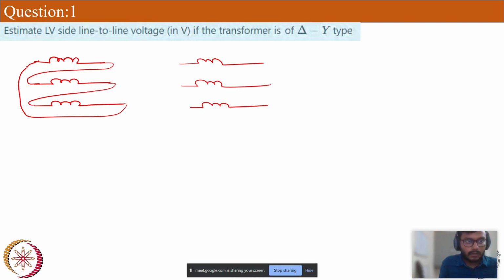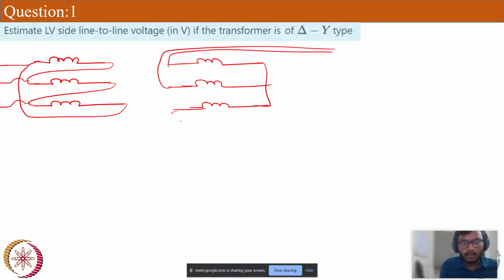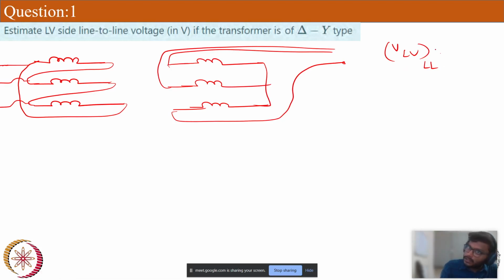So here you can see it. Same point anyway, supply, and my secondary is star. And this will go to the load side. Okay, so let's say this is a delta-star connection, and we have to estimate the LV side line to line voltage. Okay, this was asked. So see, what was the HV side line to line voltage?